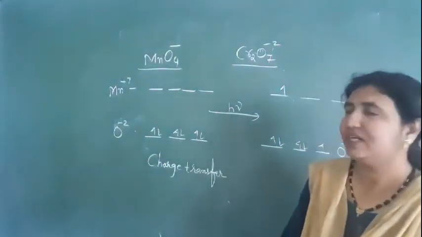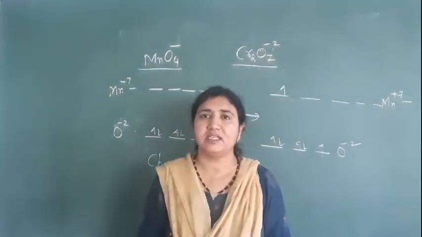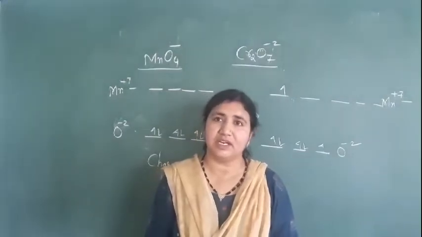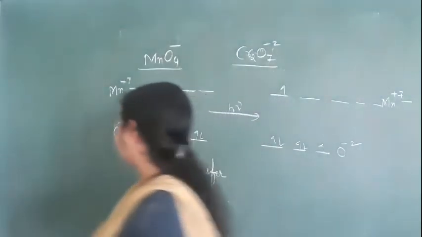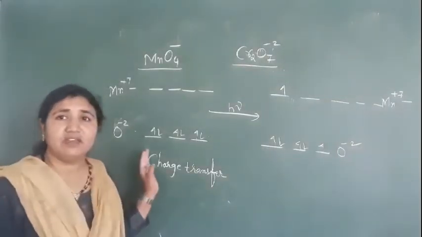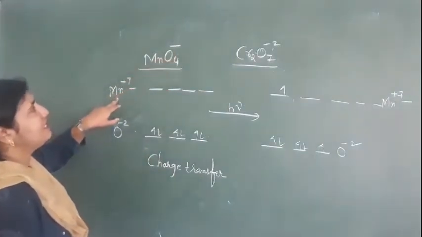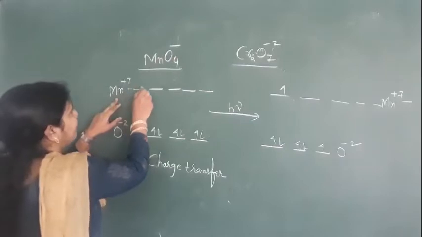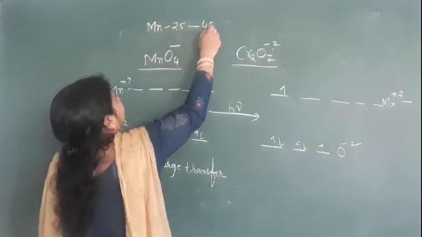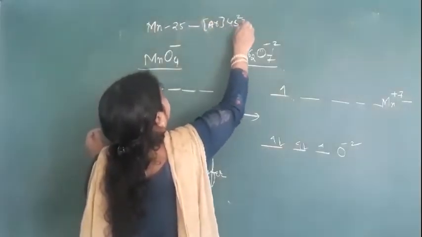Some compounds in inorganic chemistry, like MnO4 minus and Cr2O7 minus 2, do not have any electron in the d orbital, but they also show color. Why do they show color? MnO4 minus, KMnO4, shows a purple or violet color. See here, in MnO4 minus the oxidation state of manganese is +7. Manganese has atomic number 25, so what is the electronic configuration? Argon 4s2 3d5.